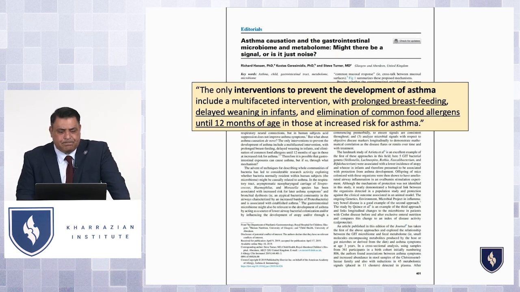Okay. This was another paper. It goes on to show that the only interventions to prevent the development of asthma include a multifaceted intervention with prolonged breastfeeding, delayed weaning in infants, and an elimination of common food allergens until 12 months of age, in those at increased risk for asthma. So this even goes for the mom. If the mom knows they can't really tolerate certain dietary food proteins, and they can optimally breastfeed for a long period of time, the longer they can breastfeed, honestly, I think the better.